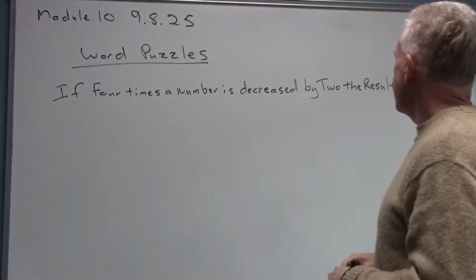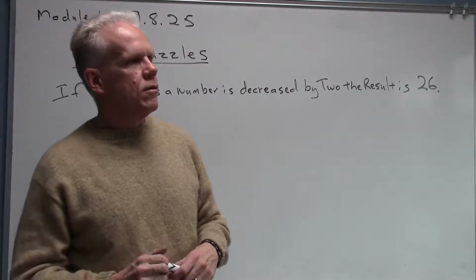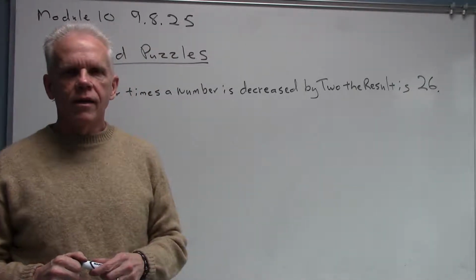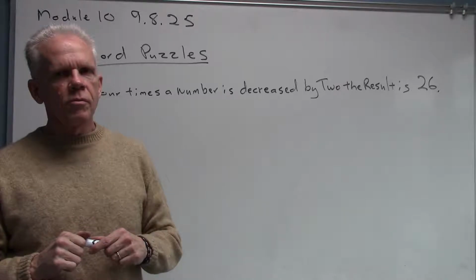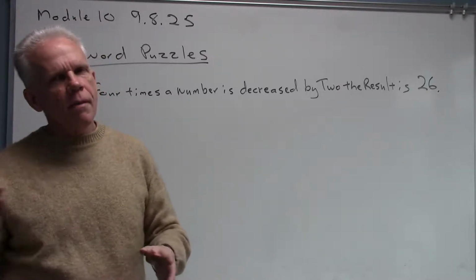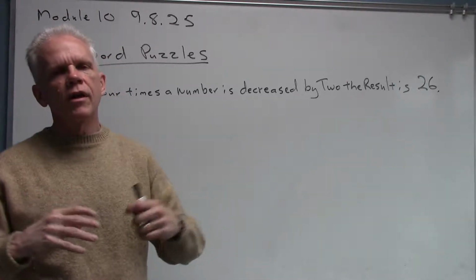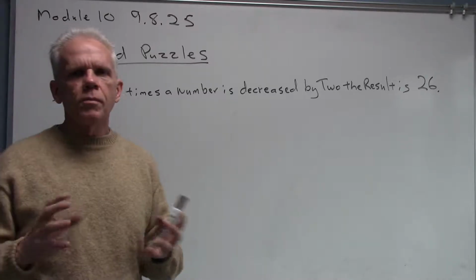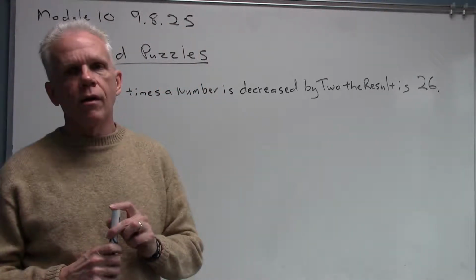If 4 times the number is decreased by 2, the result is 26. Well, that's a lot of stuff. Got to think about that one for a minute. You know why I call this a word puzzle, by the way? It's got pieces to it. It's got separate parts that we need to figure out how to put together. And once we put them together, then we got a nice algebraic expression that we can solve.